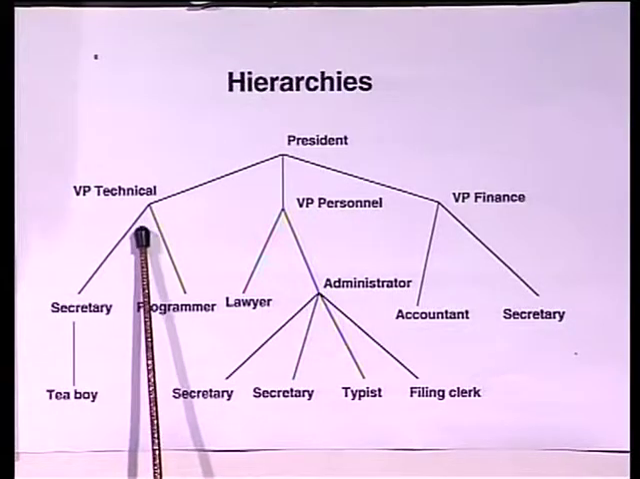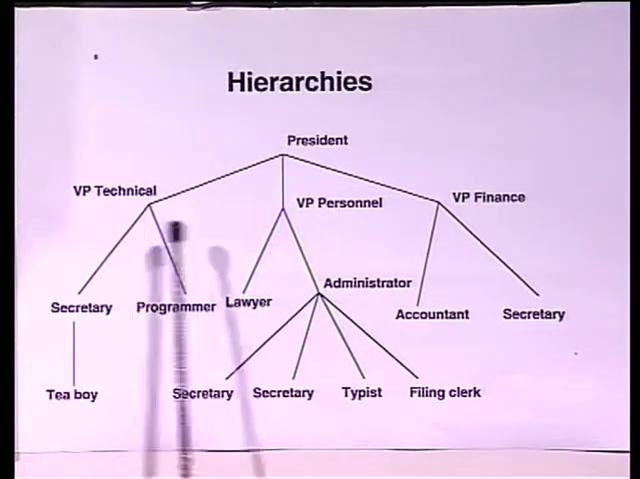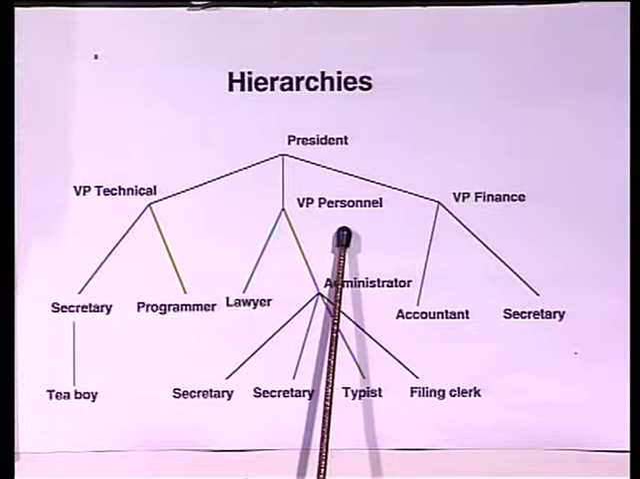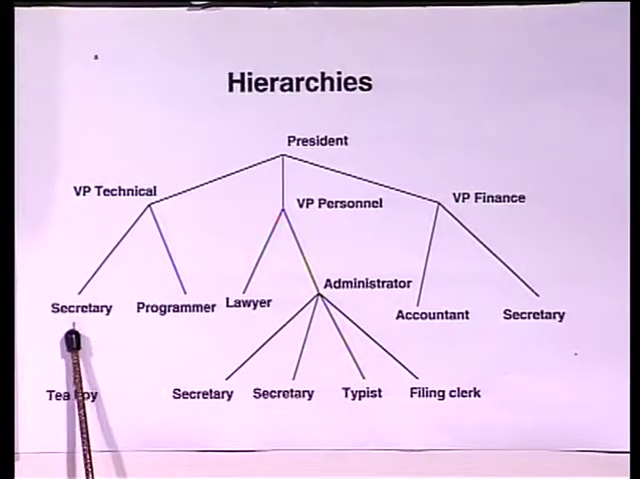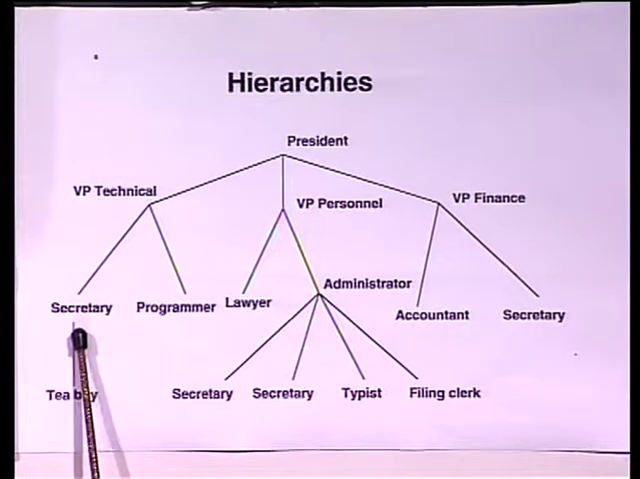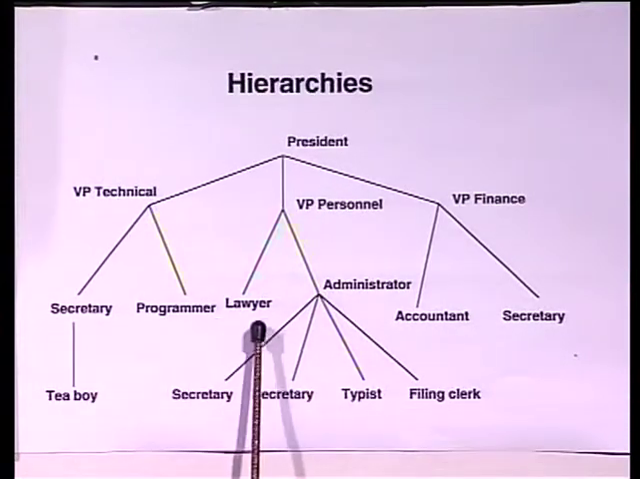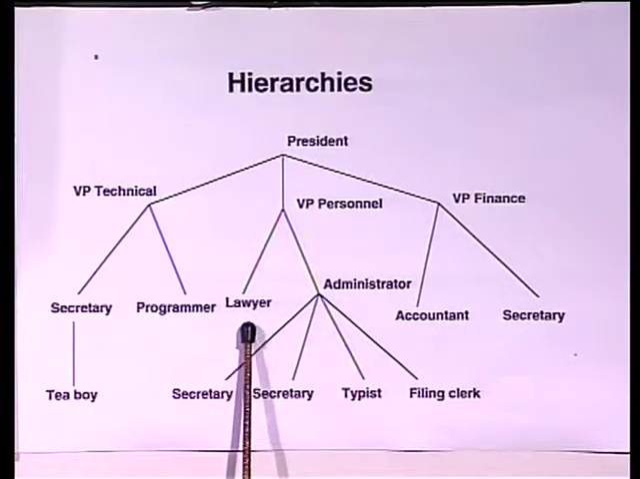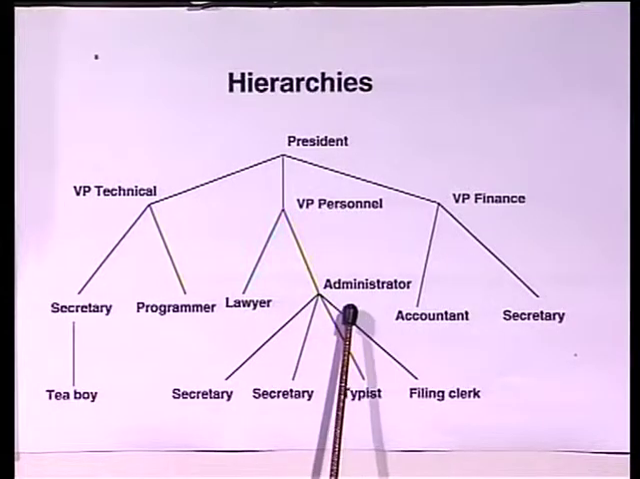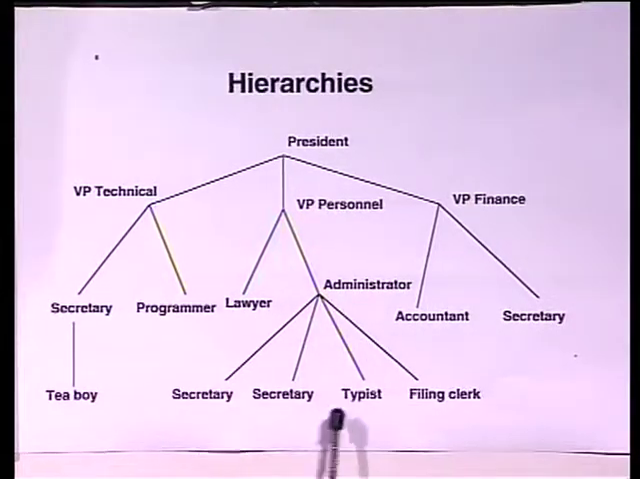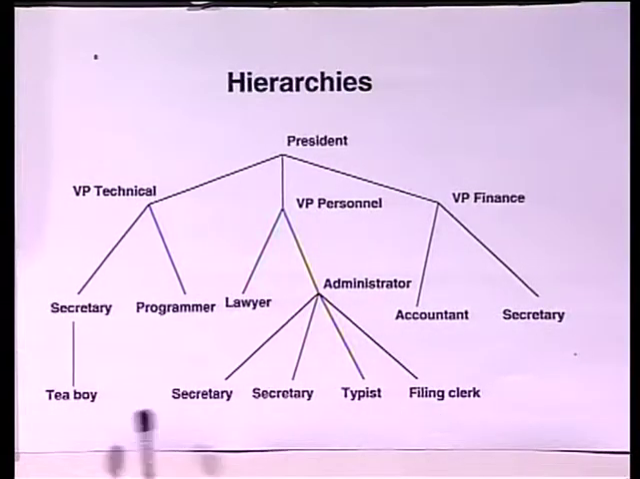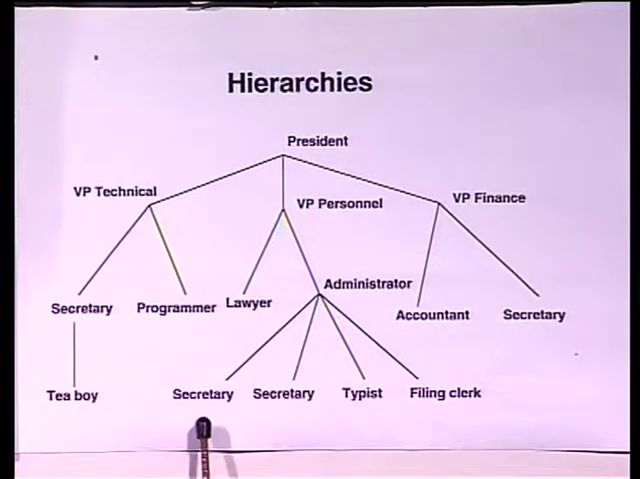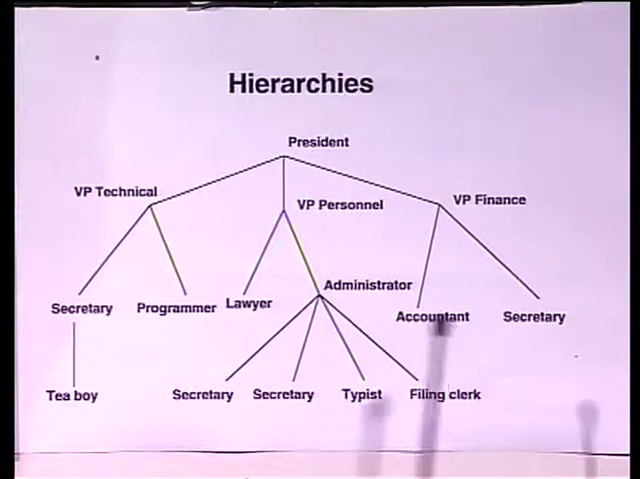Underneath him, there is a vice president for technical, a vice president for personnel, a vice president for finance, and they in turn have their own minions, in this case a secretary and a programmer, in the case of the vice president personnel, a lawyer and an administrator, and they in turn have their own underlings, and right at the bottom of the hierarchy we have the tea boy, various secretaries, and accountants.